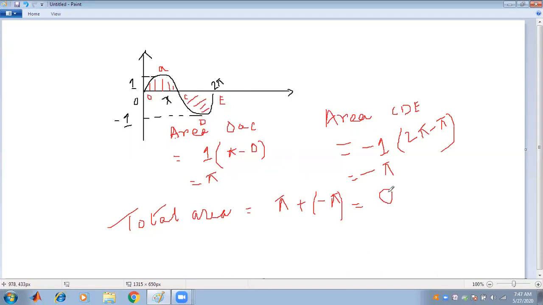If the total area under the graph is 0 for a particular time period, what was the time period T? That is 2 pi. For a particular time period, if the total area under a graph is zero, then it is called an AC graph. This is the mathematical representation of an AC. AC graph means that for a particular time period, if the total area under the graph is zero, it is known as an AC graph.